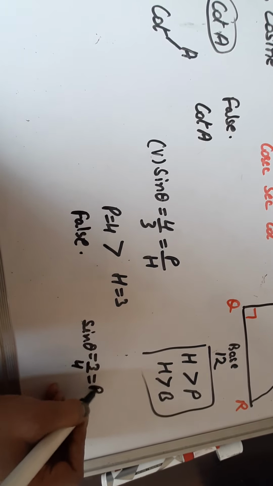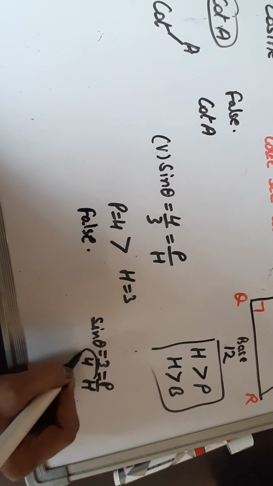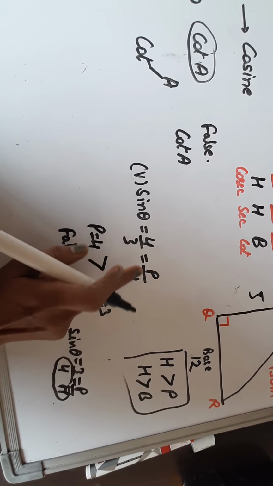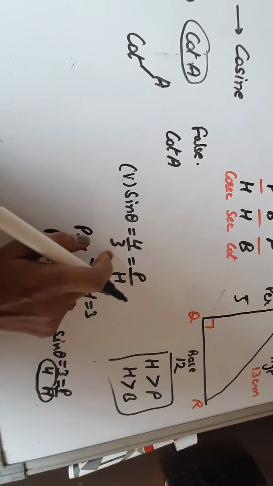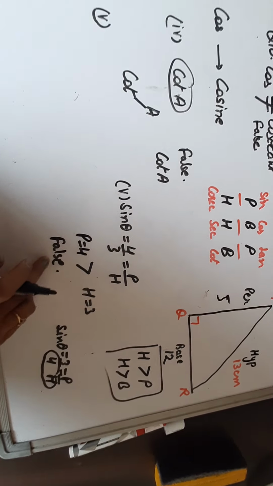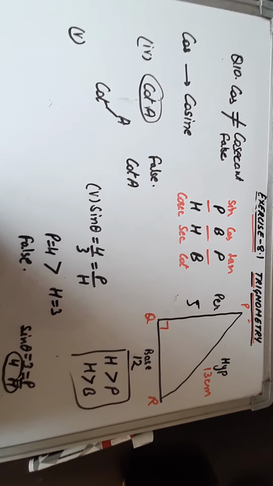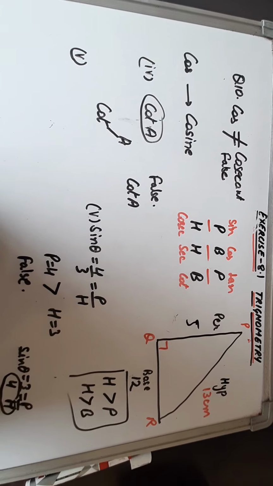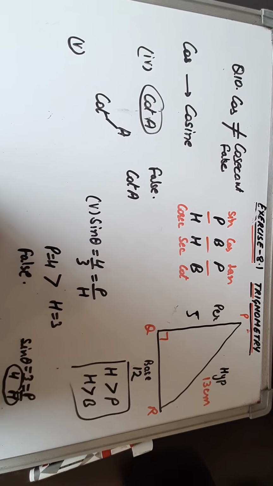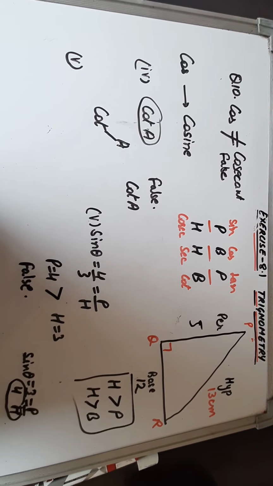और अगर यही वैल्यू उल्टा लिख दी जाए कि साइन थीटा इज इक्वल टू 3 by 4, तो perpendicular upon hypotenuse. So in that case hypotenuse will become 4, which is greater than 3 perpendicular. So right now because they are showing hypotenuse smaller than perpendicular, that's why it is false. So dear students, I hope the question is clear to you. Without understanding the concept, do not answer this question.